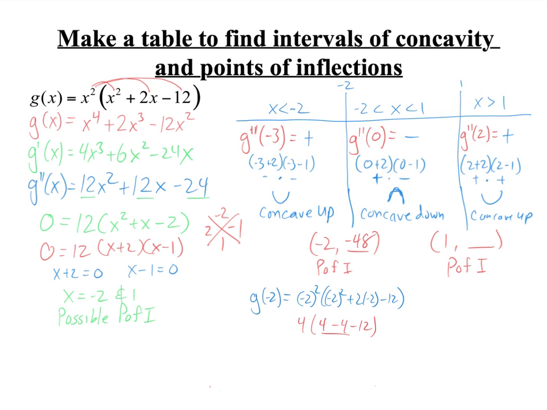All right, next one is, let's plug in 1. Plugging 1 into the original. So we got 1 squared times 1 squared plus 2 times 1 minus 12. So that's 1 times 1 plus 2 minus 12. So that's 3. 3 minus 12 is negative 9. So times 1 is negative 9. So it's a negative 9 there.